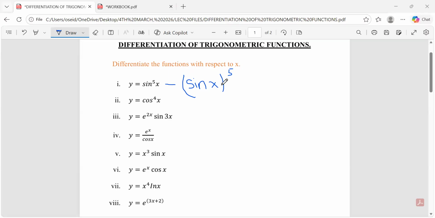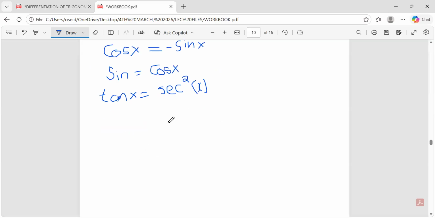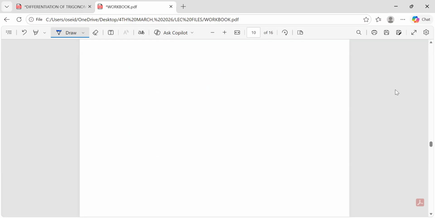The chain rule. We'll be using the chain rule for this. All right, so let's get back to our workbook. Like I said earlier, when you differentiate cos x, you get negative sine x. When you differentiate sine, you get cos x. And when you differentiate tan x, you get sec squared x. So let's take note.